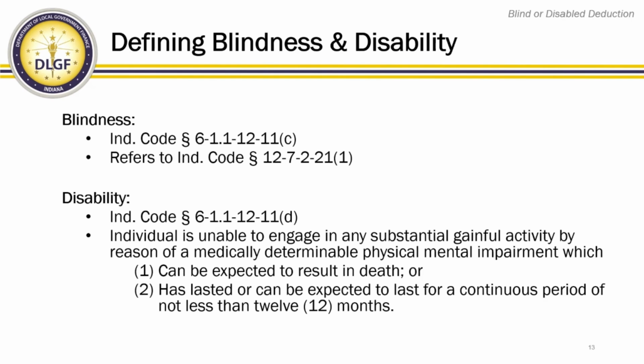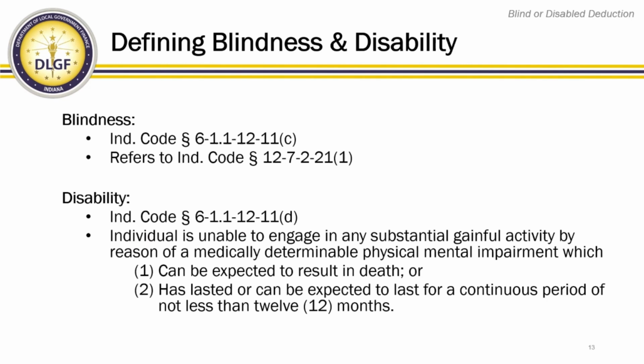Likewise, disability is defined actually in the deduction statute itself, unlike with blindness, as being unable to engage in any substantial gainful activity because of physical or mental impairment, which can be expected to result in death, or which has lasted or can be expected to last more than 12 months.